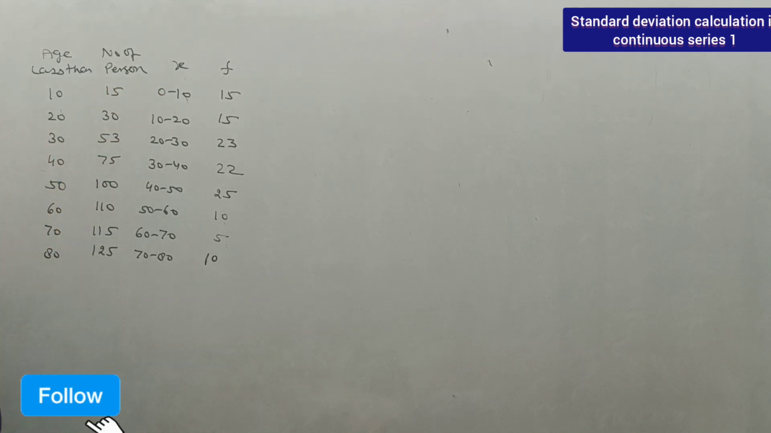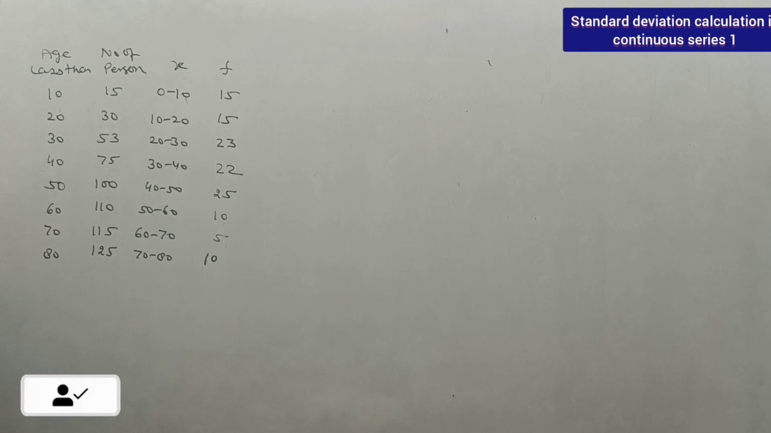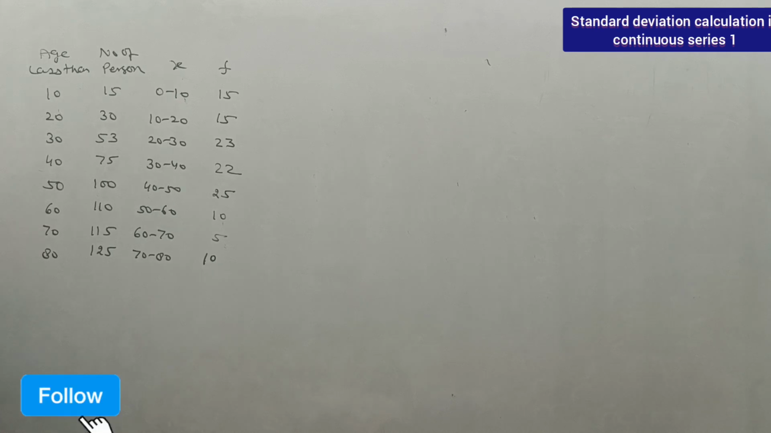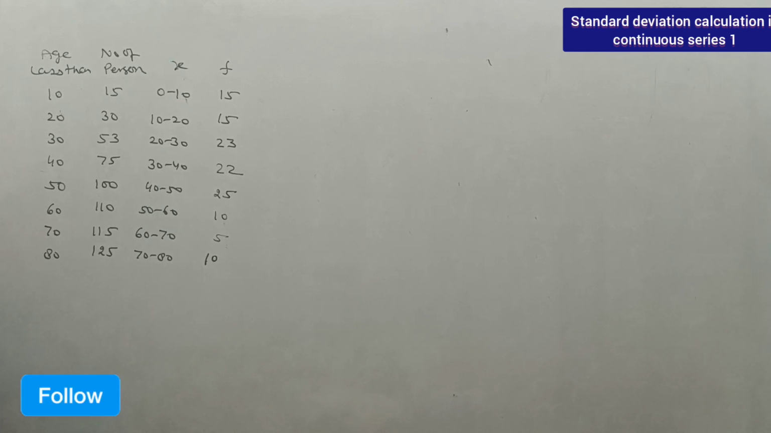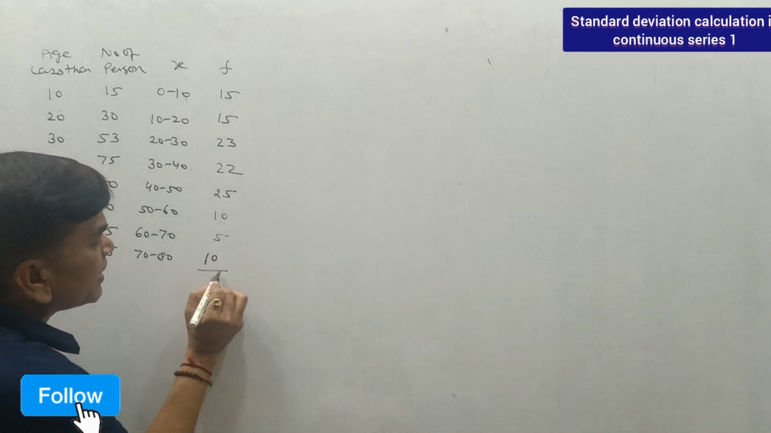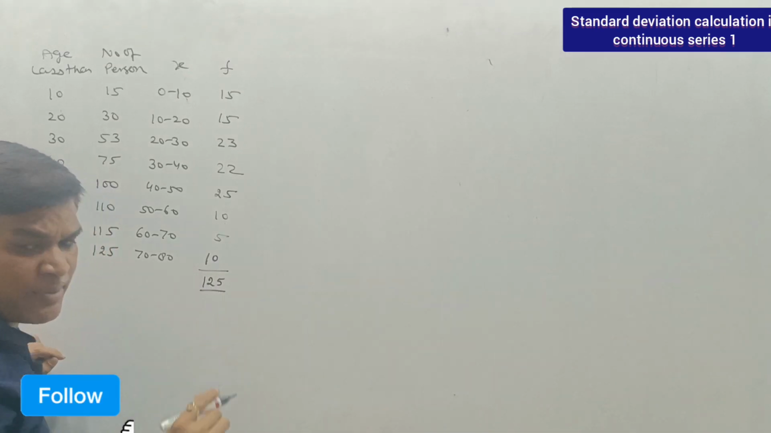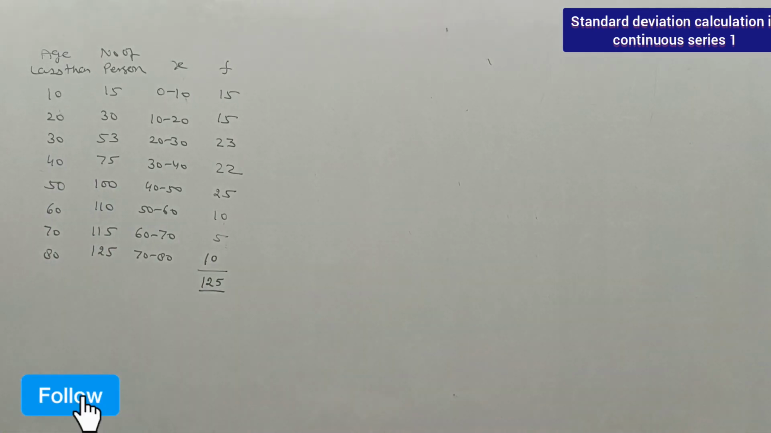The continuous series is here: 0 to 10, 10 to 20, 20 to 30, 30 to 40, 40 to 50, 50 to 60, and the last 70 to 80. The frequencies now are 15, 15, 23, 22, 25, 10, 5 and 10. The addition will be 125. This is the checking method, to see whether you have done it wrong or right.